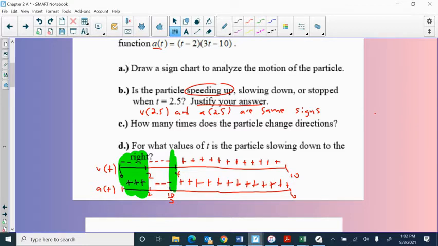Yeah. Cool. So then how many times does the particle change directions? Not including 0 and 10, because those are endpoints, right? But within the open interval, how many times do we change directions? Ella? Yeah, just one. When? At time equals 4. Yeah, perfect.